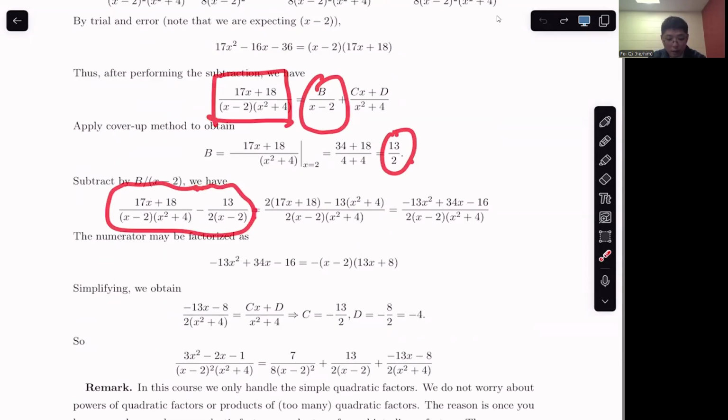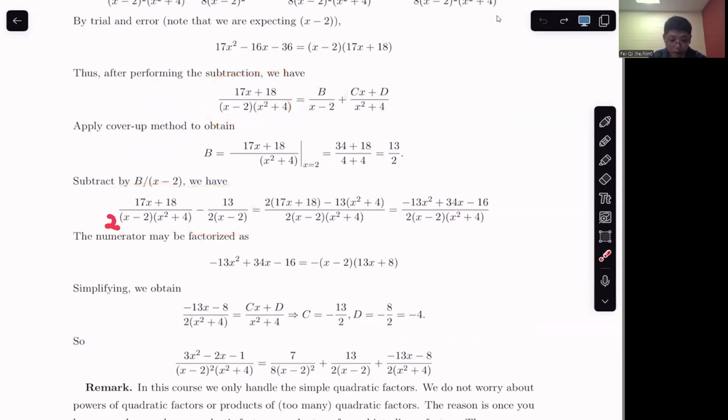And finding the common denominator will be 2, x squared, x minus 2, x squared plus 4. So that means I need a 2 on here, and I need the x squared plus 4 in here. So this is how I obtain this expression. So simplifying the numerators, I get 34x plus 36 minus 13x squared minus 13.